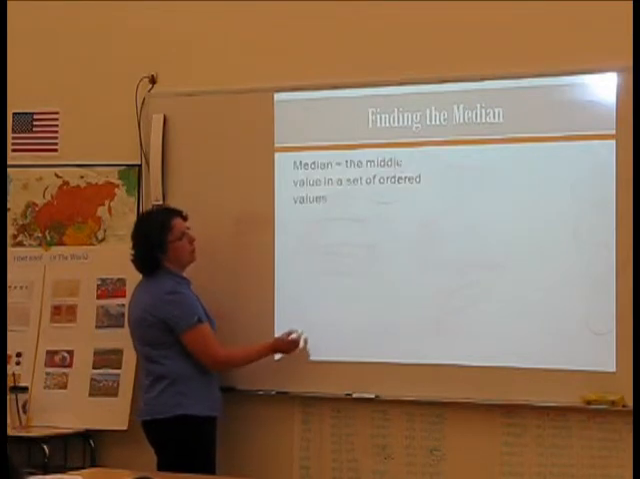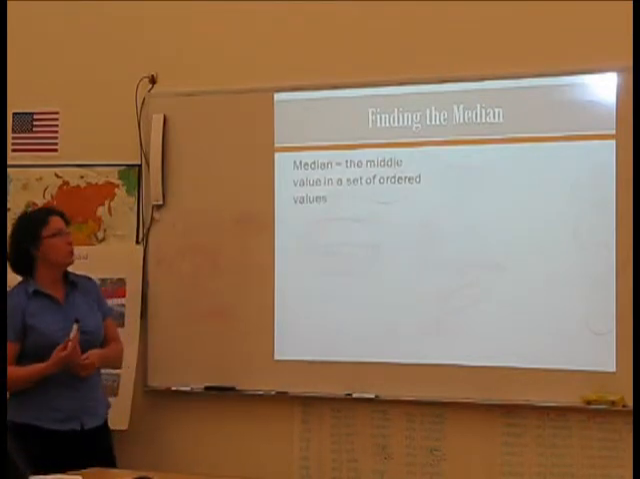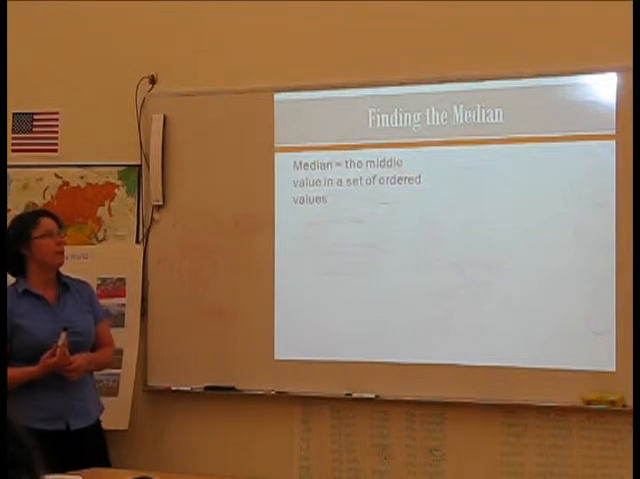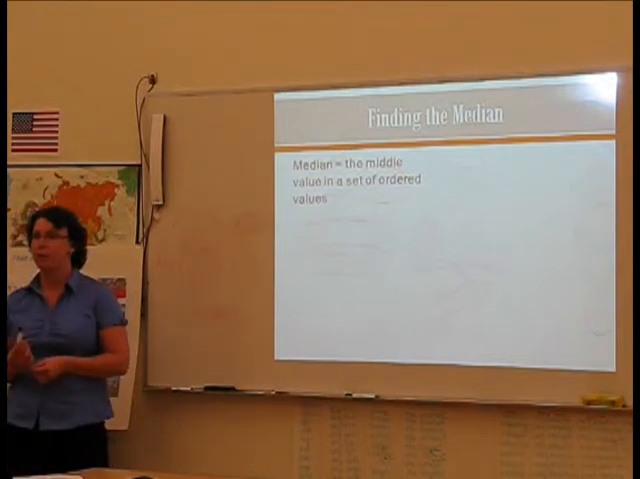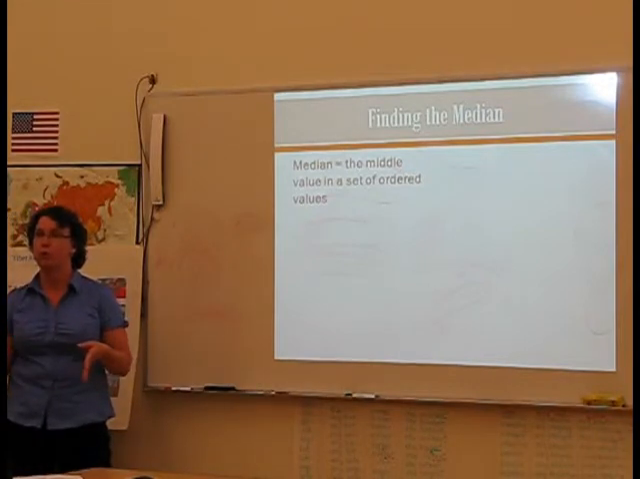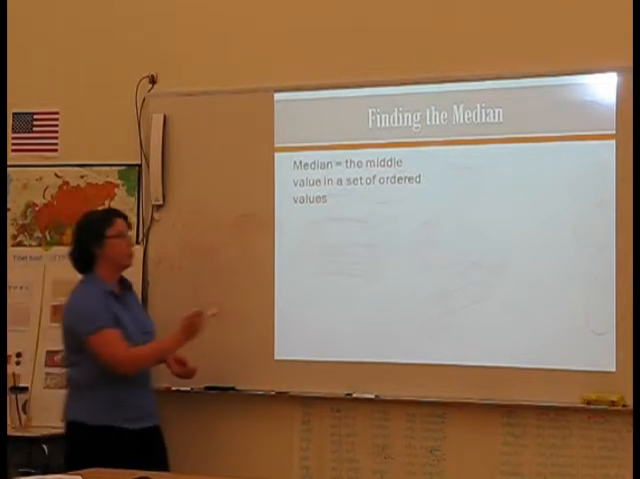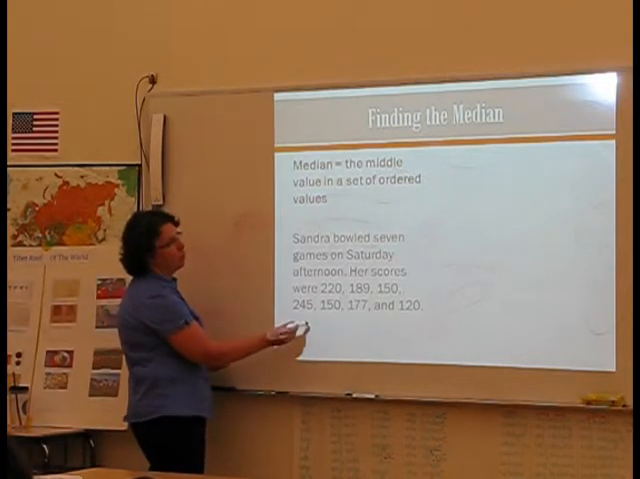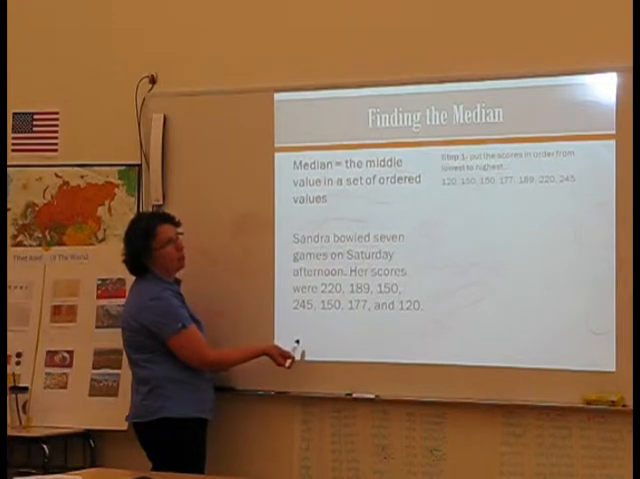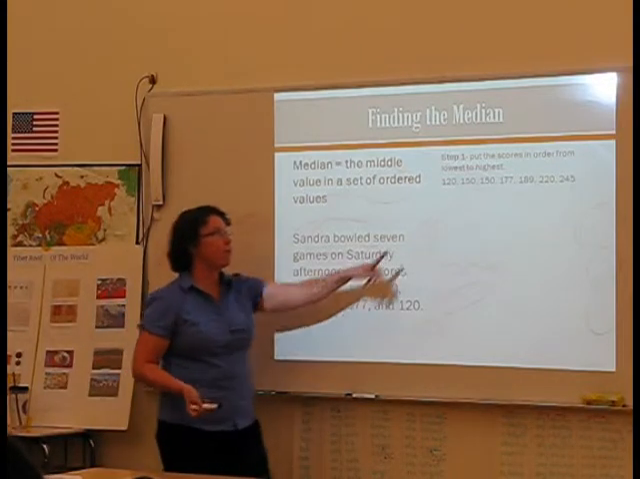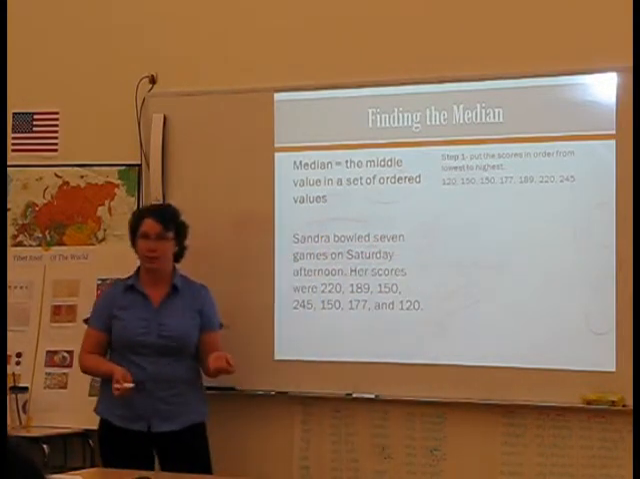Finding the median. Median is a little bit different. You have to do an additional step. It's the middle value in a set of ordered values. In other words, you have to take those 7 bowling scores and you have to put them in order from the smallest to the largest. Okay? We're not going to waste our time doing this. Here's how it looks. Okay? Again, I've got 150 twice. I need to have it listed twice.